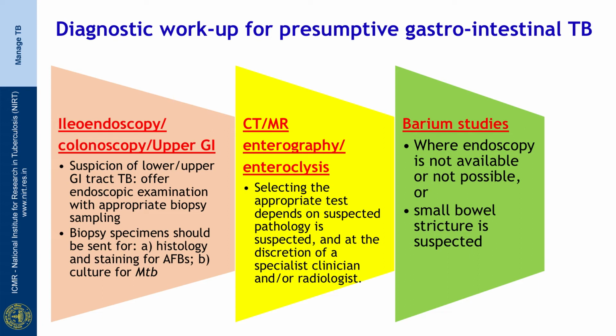In appropriate situations and depending on the choice of treating clinicians and radiologists, one can do CT or MR enterography or enteroclysis. Nowadays, the barium studies are less often done. However, it may be done wherever the endoscopy is not available or not possible, or we are thinking of small bowel stricture. In these cases, barium studies can be considered.